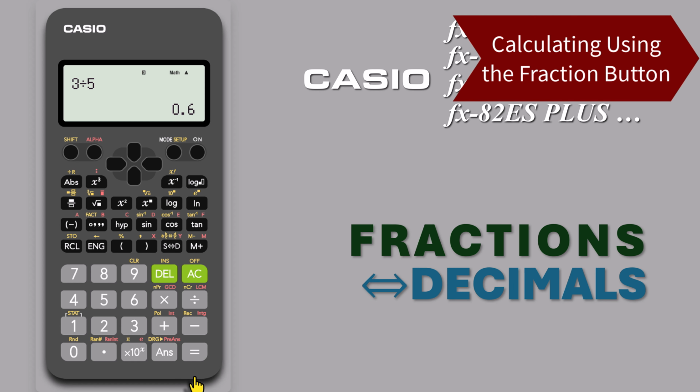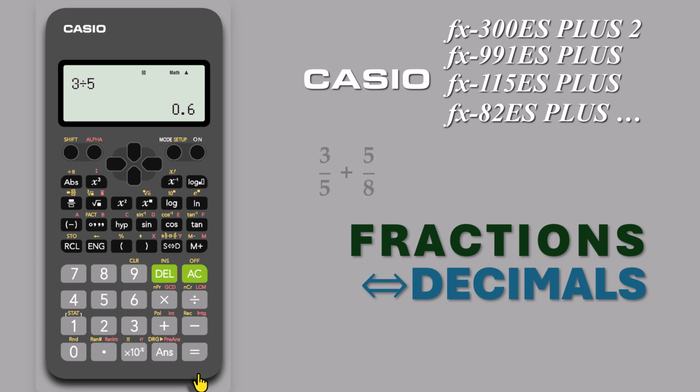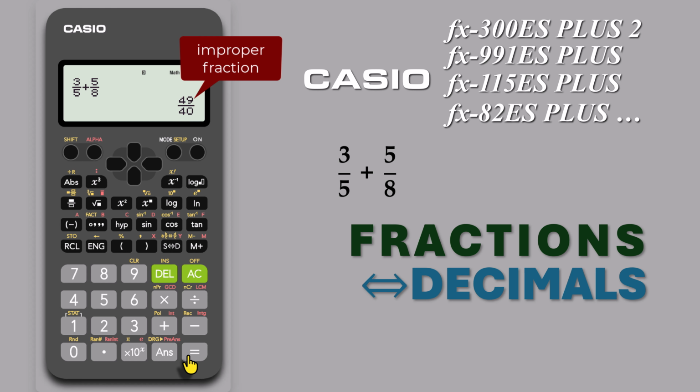Now, let's suppose you want to perform a calculation like 3 over 5 plus 5 over 8 using the actual fraction button. Enter 3, press the fraction button, enter 5, then use the right arrow key to move out of the fraction. Plus 5, fraction button, and then 8. When you press equals, the calculator will give you the answer as an improper fraction.